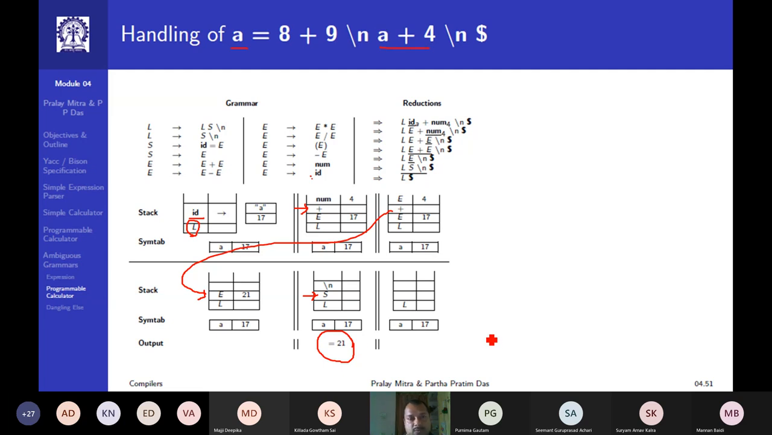Same thing what we have done yesterday. Only thing is that now I am dealing with the ambiguous grammar. So there is ambiguity, and to deal with the ambiguity, I incorporated the precedence and the associativity information in my Bison program.